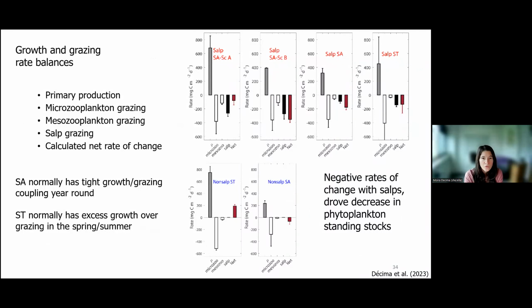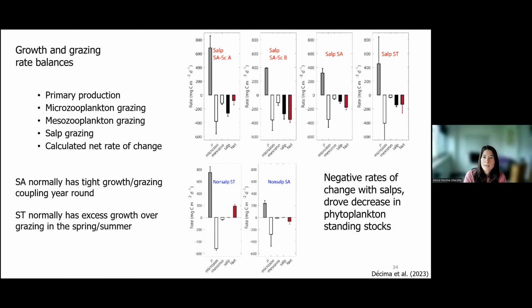And so for one, I told you we measured primary production and the different grazing estimates. These bars are showing you those different rates. The gray bar is showing you primary production. The second white bar is showing you microzooplankton grazing. The third white bar is showing you mesozooplankton grazing. The black bar is showing you Salp grazing. And then the red is the calculated net rate of change of phytoplankton. The top panels are showing you the Salp ones, and the lower ones are showing you the non-Salp locations.